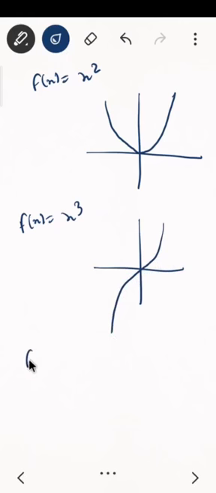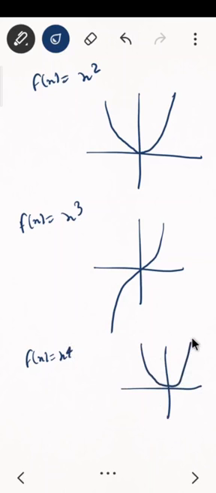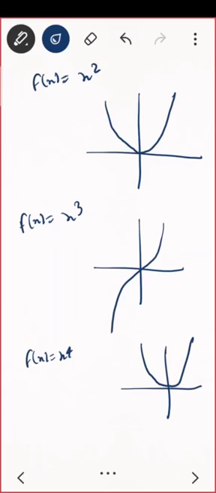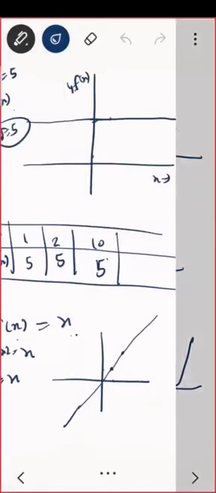Correct? f of x equal to x raised to 4. That will be the same, it will remain like this, a little bit. And x raised to 5, or it will again remain like this, it will just shrink a little. That's it.